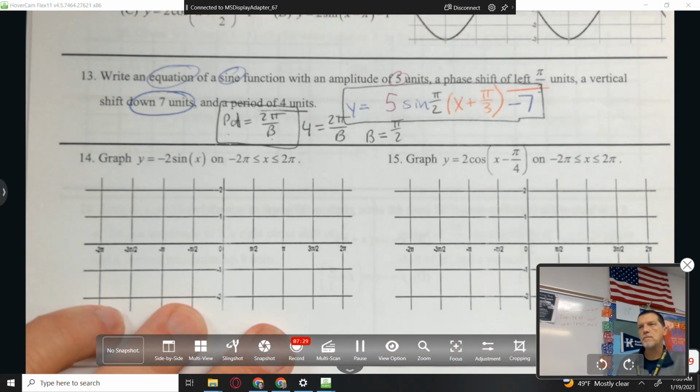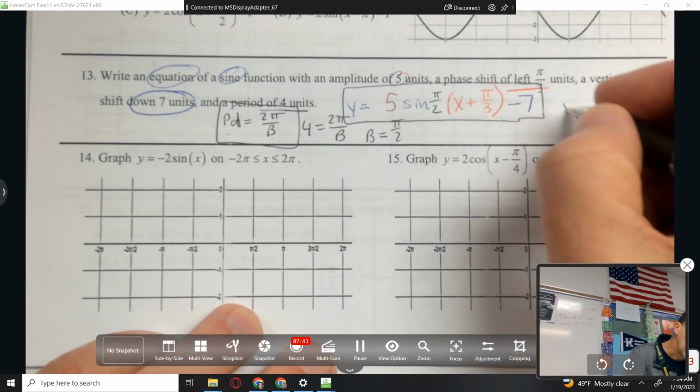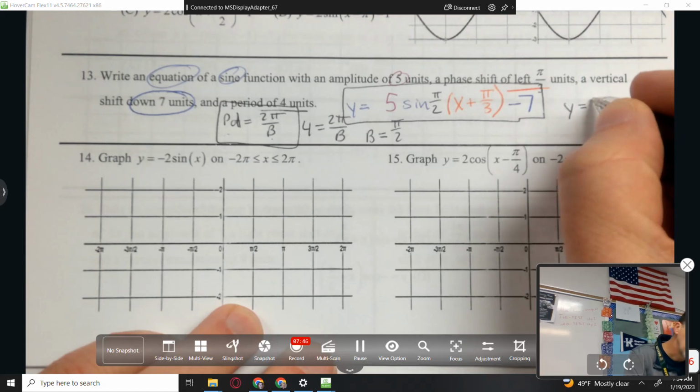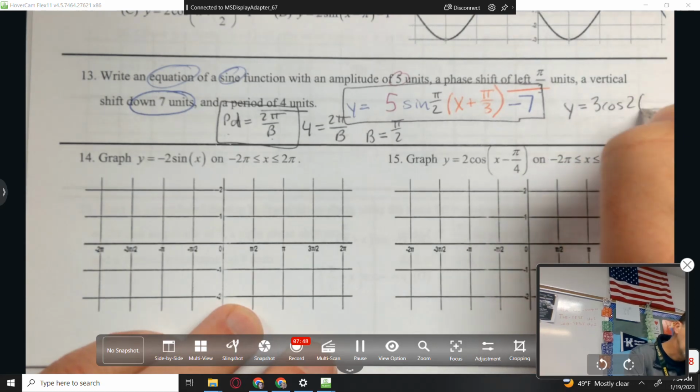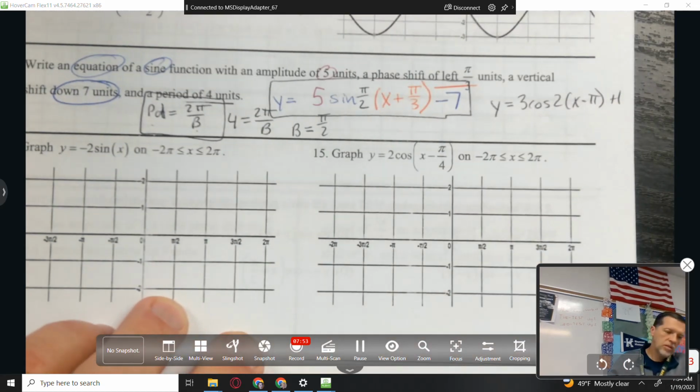What would it say if it was for b? So it probably would never say b is equal to 2. It would probably give you an equation, looking for one that has an obvious b in it. So if there was an equation that said y equals 3 cosine 2x minus pi plus 1, a separate equation altogether, and we ask what's the period of that? Well, what's the b for that equation? So b is 2.